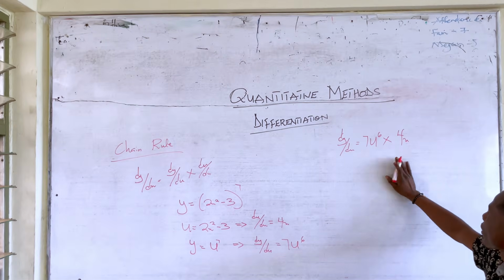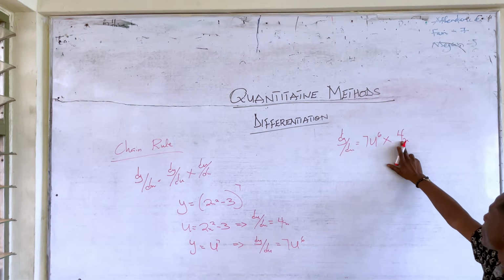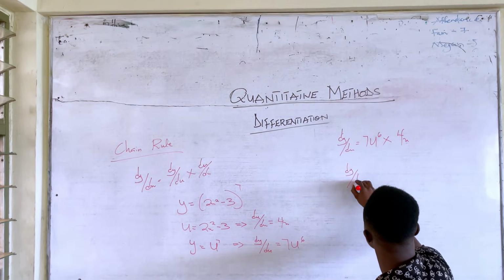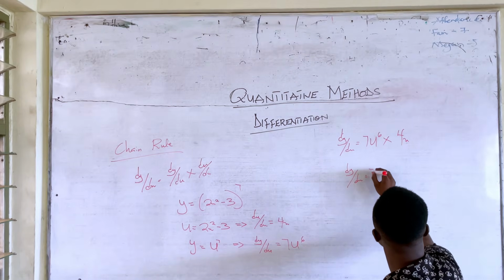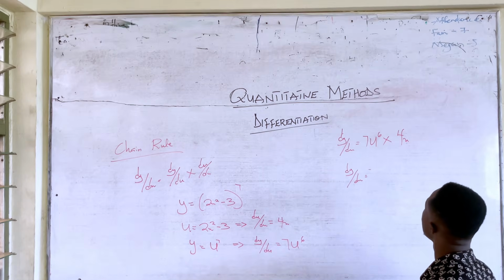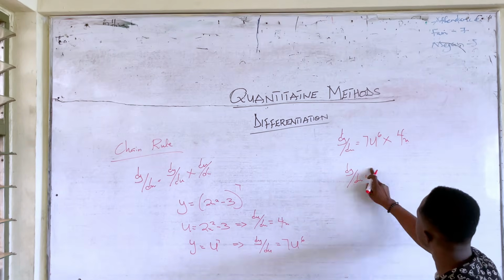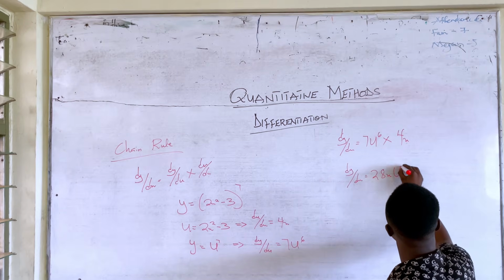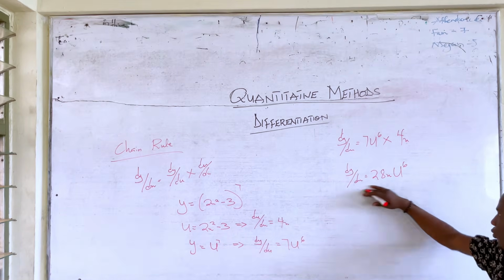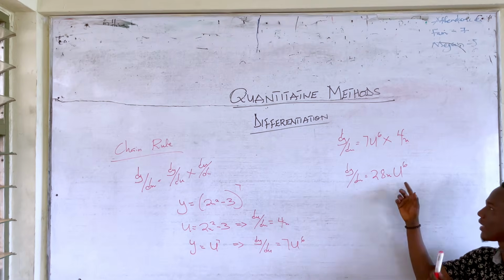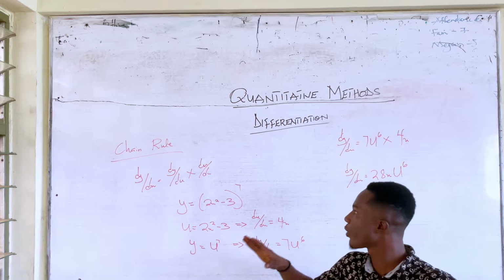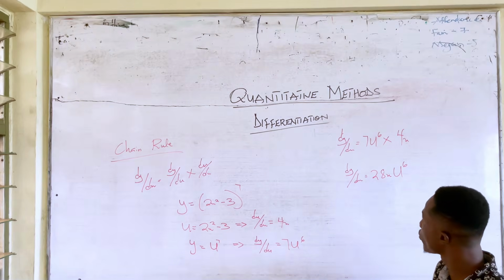Okay, so now we can multiply this by this to get dy/dx equals 7 times 4, which is 28. So you have 28x u^6. So you have this function. You are not done, because the question that you were given had no u. You introduced the u.